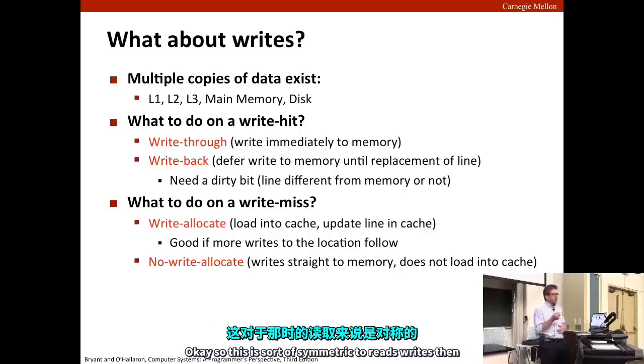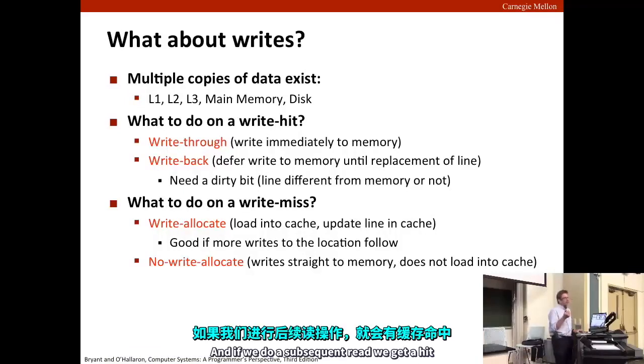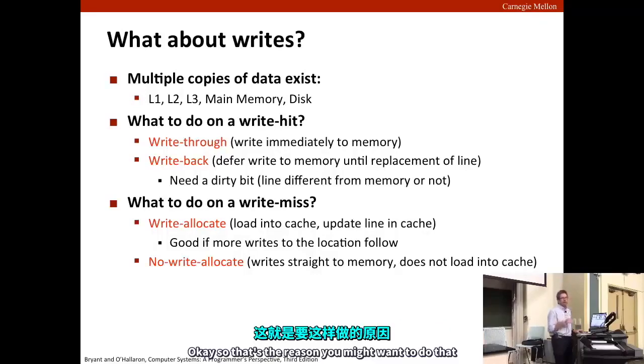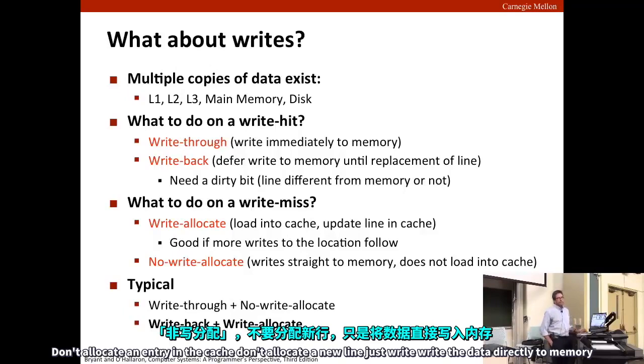So this is symmetric to reads, right? Every write, if it misses, when the write finishes, that block will be in the cache. And if we do a subsequent read, we get a hit. So that's the reason you might want to do that. The other option is to not allocate a new line in the cache, and just write the data directly to memory.